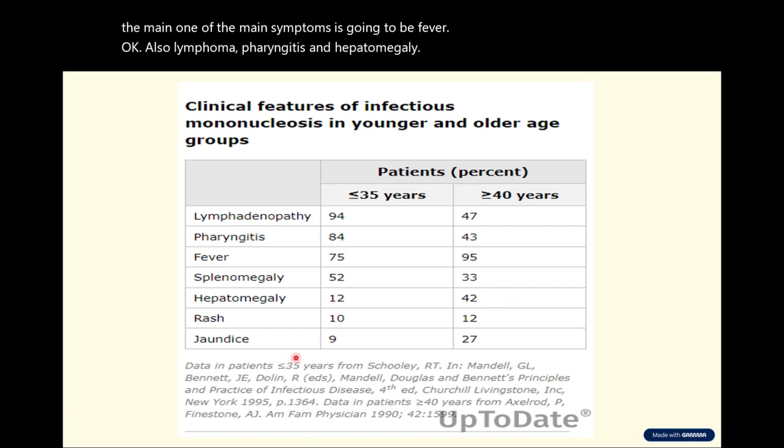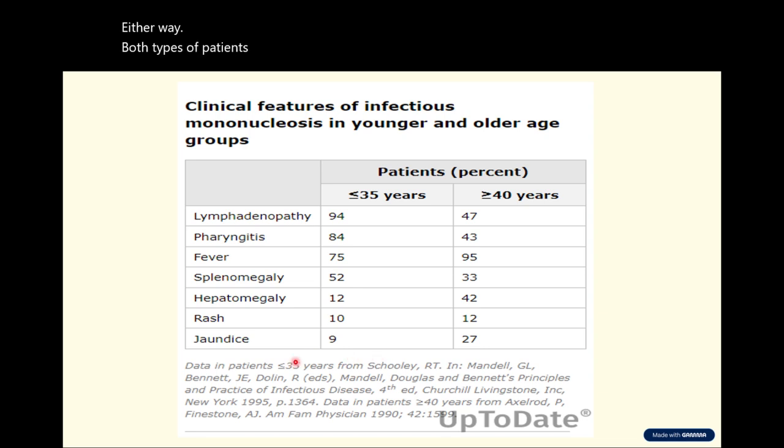Either way, both types of patients can present rash, can present icterus or jaundice, and splenomegaly can be involved.